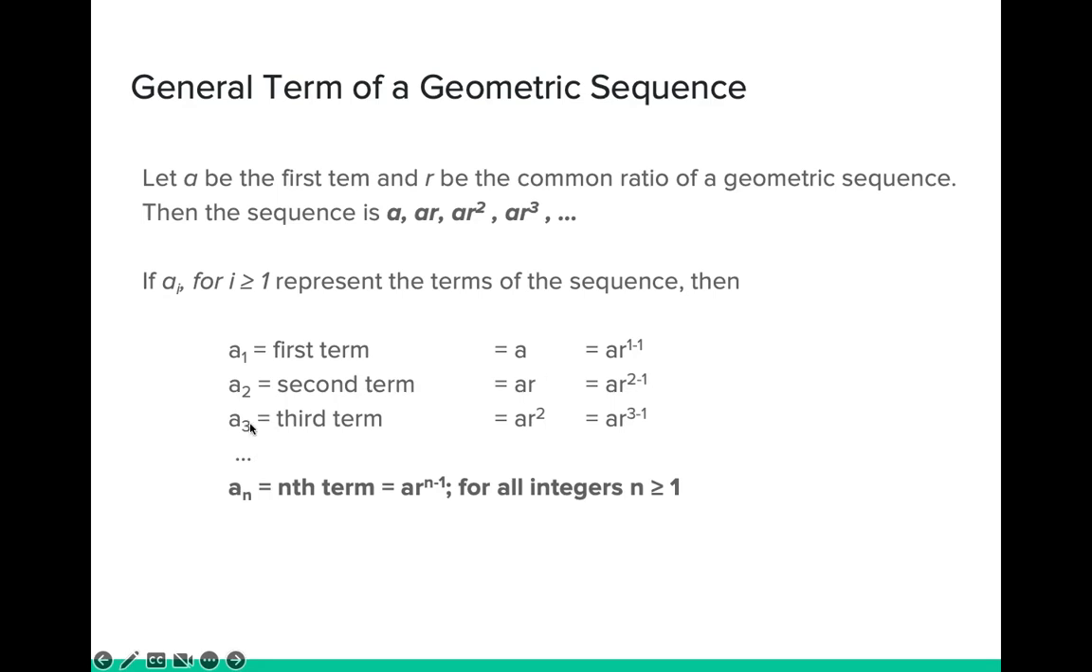And if i is equal to 3, we have a sub 3, and then we have ar raised to 3 minus 1, and that will give us ar squared. Okay, I hope you understand that. So we have a sub n, the nth term, equals ar raised to n minus 1, by basically subtracting 1 from this subscript. Okay, so for all integers n greater than or equal to 1.